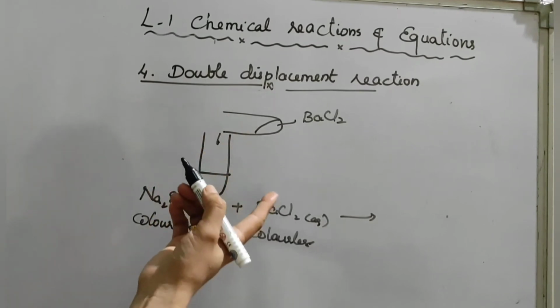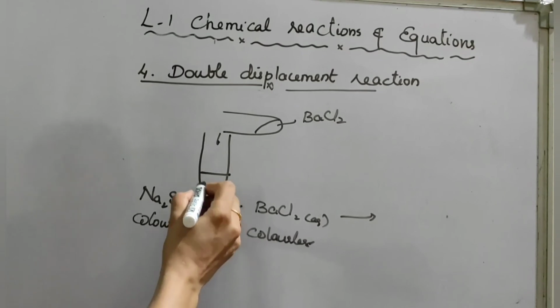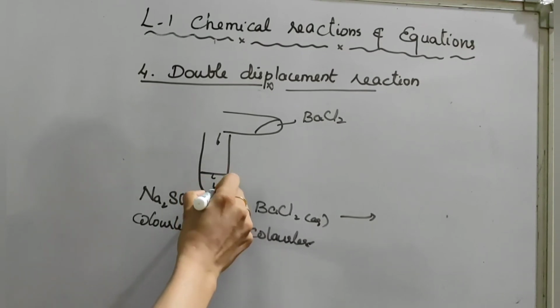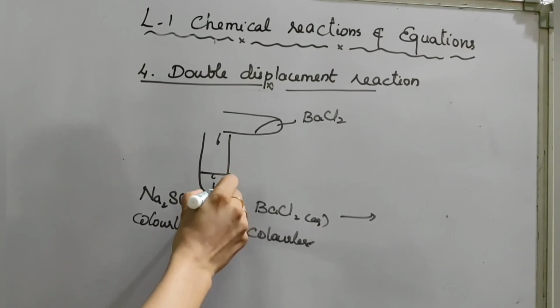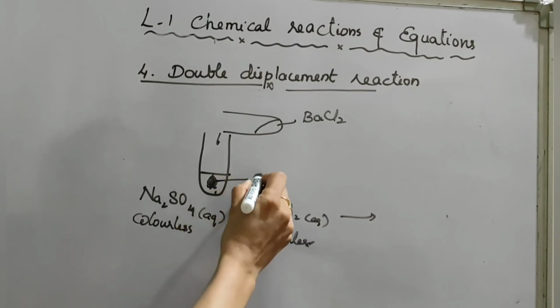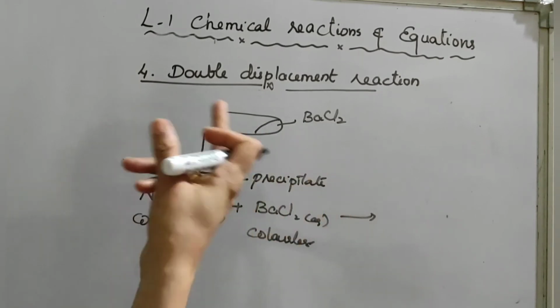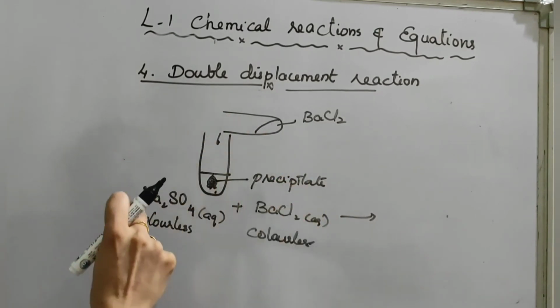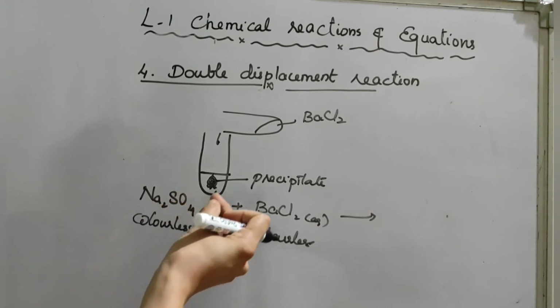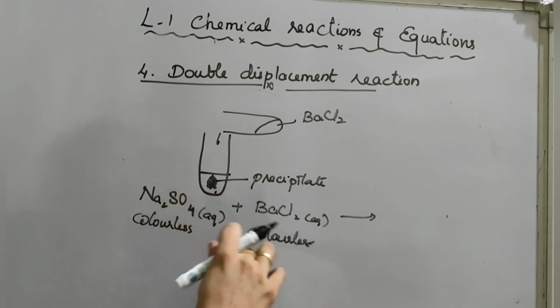So what do you observe? You will observe a white substance which is insoluble in water, and this insoluble substance is known as a white precipitate. We already studied a yellow precipitate in the first part. Here we can see the white precipitate, and the formation is immediate.